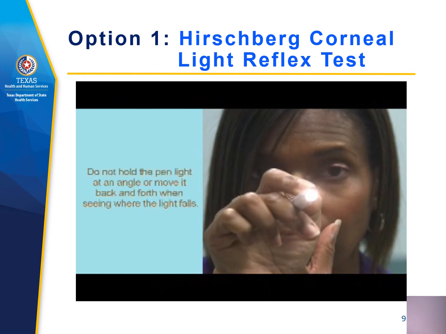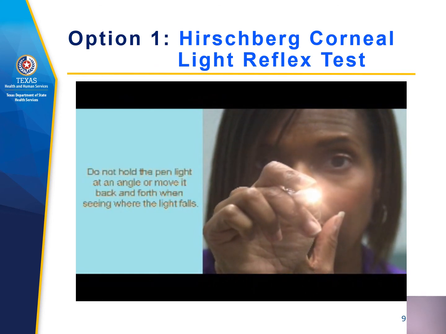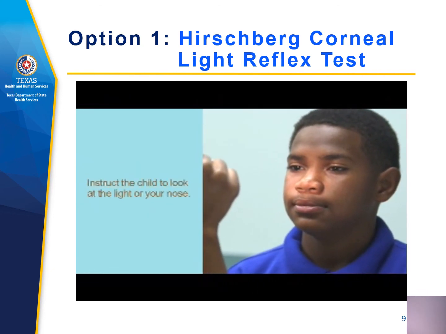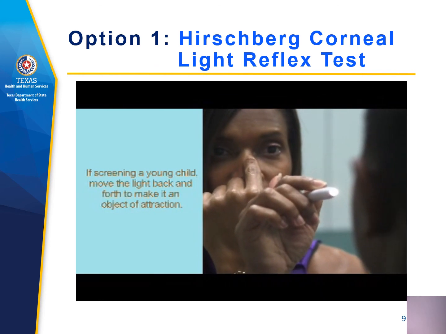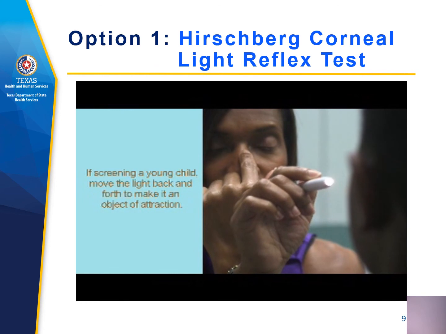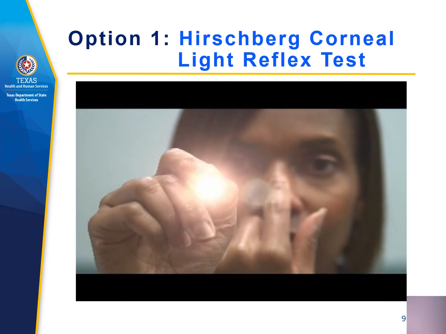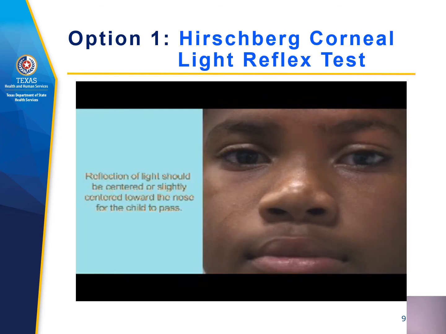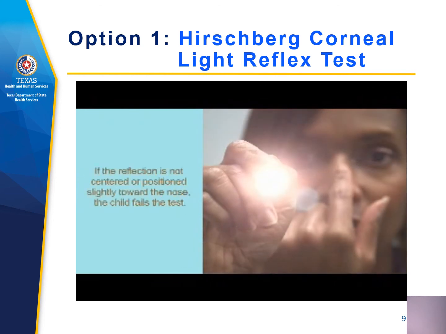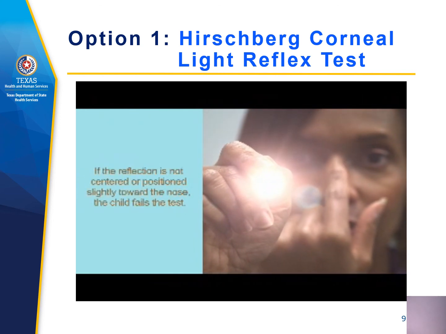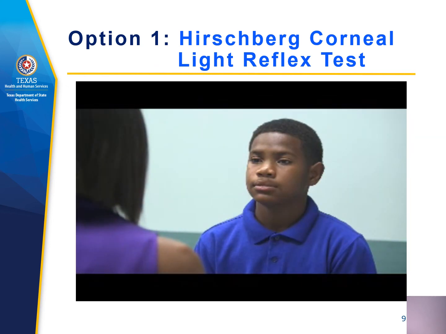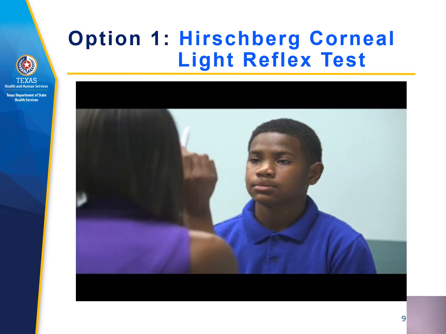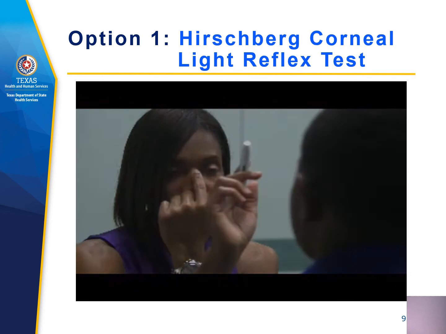Do not hold the light at an angle or move it back and forth while looking to see where the light falls. Instruct the child to look toward the light or at your nose. If you are screening a young child, move the light back and forth to make it an object of attraction and fixation, and then return to a fixed position for observation. Observe the reflection of the pen light in the pupils of both eyes. It should be centered or equally centered slightly toward the nose for the child to pass the test. If the reflection does not appear to be centered or positioned slightly toward the nose at the same distance in each pupil, the child fails the test. If the child fails, rescreen immediately. If they fail a second time, refer them to their primary care provider.